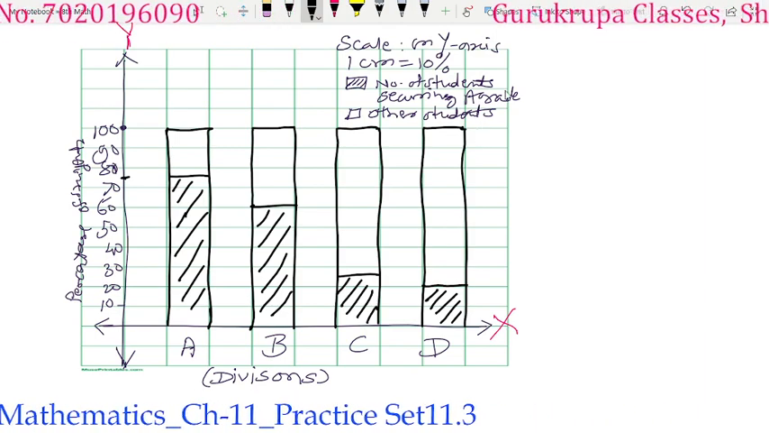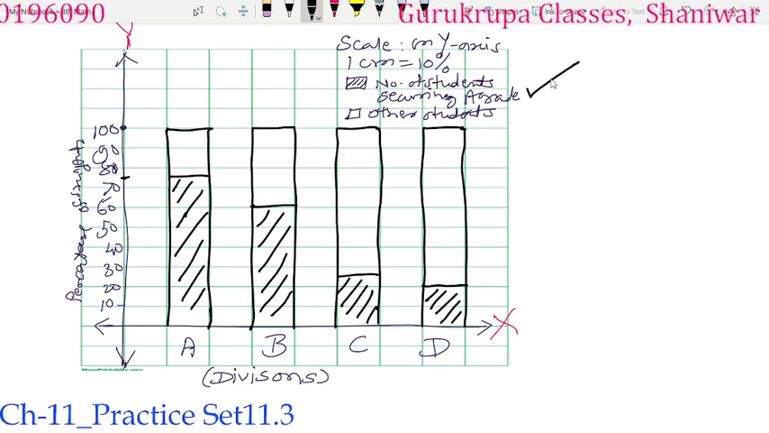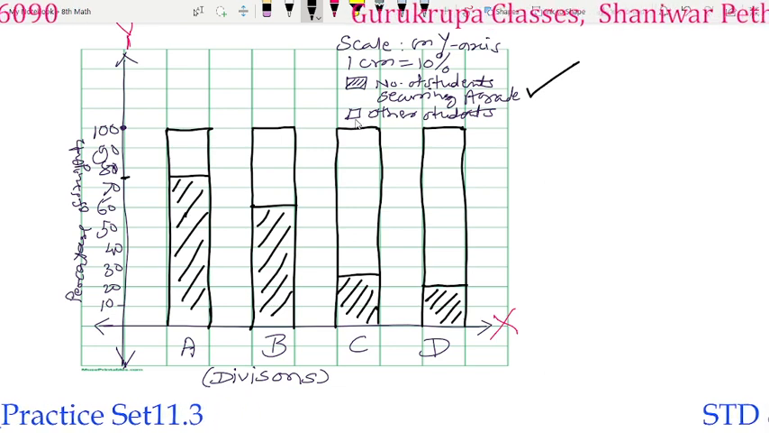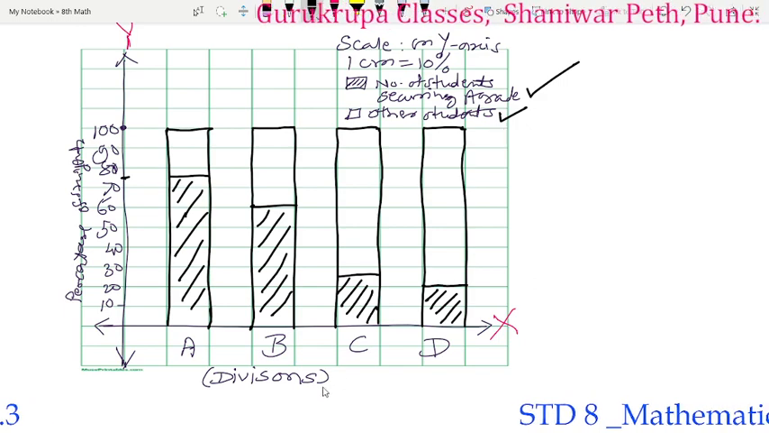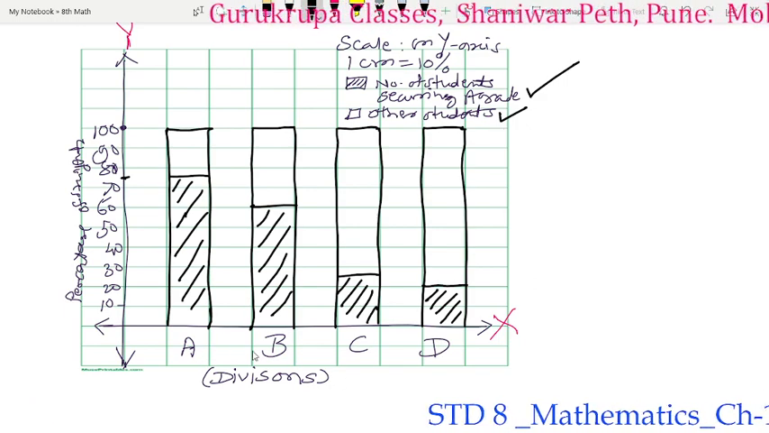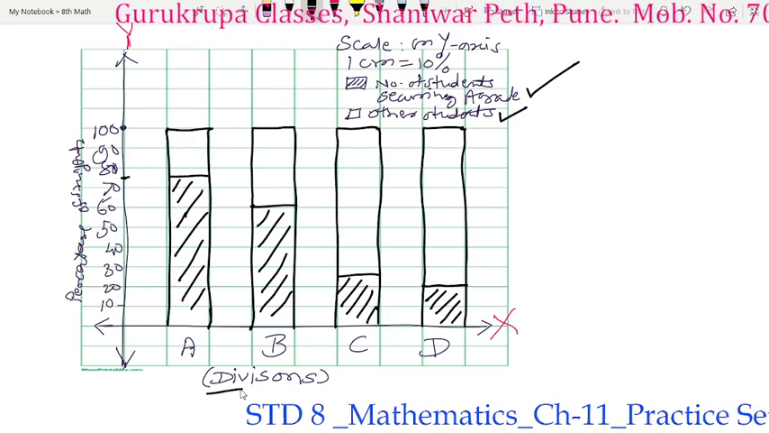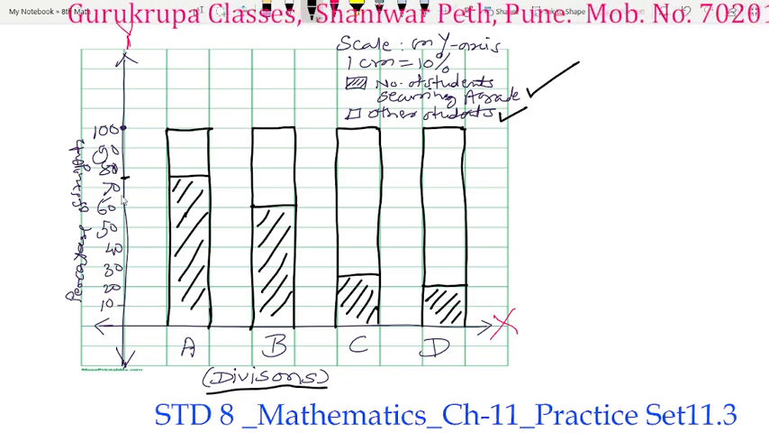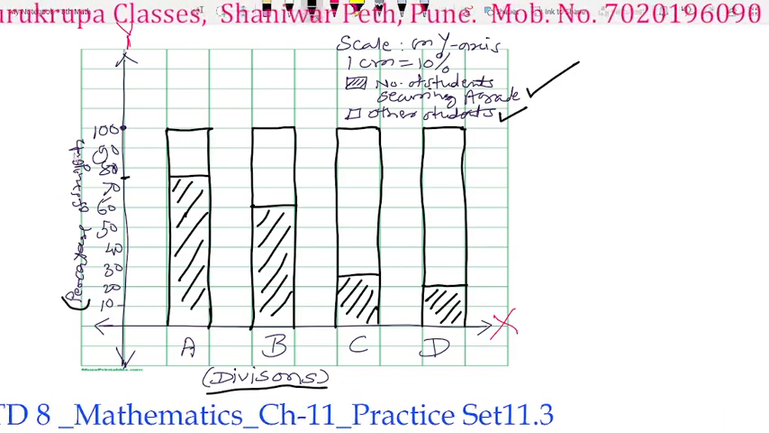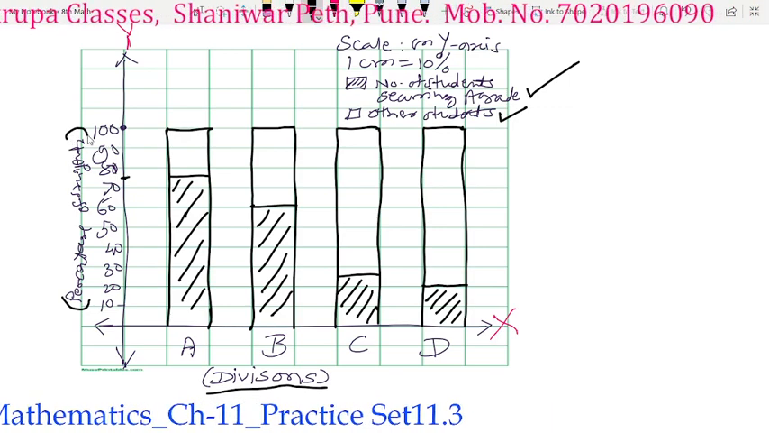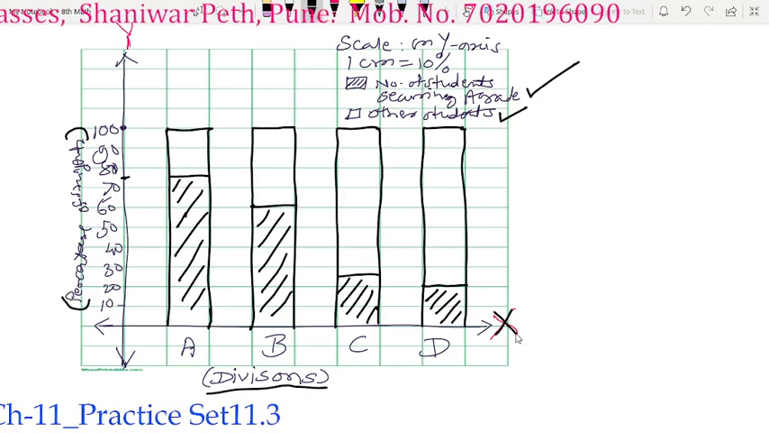Now color coding. So the design we make is for the number of students who secured A grade. That should be written. And empty space for other students. Now these are the divisions. So we wrote down the division names A, B, C, D on the x-axis. On the y-axis we wrote the percentage. So thus here we complete the bar graph.